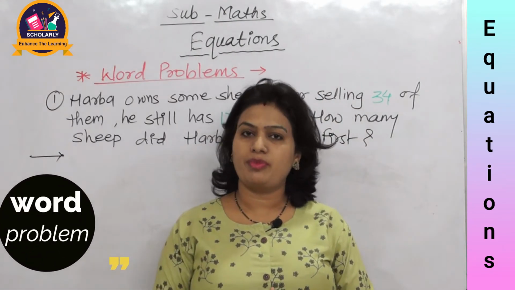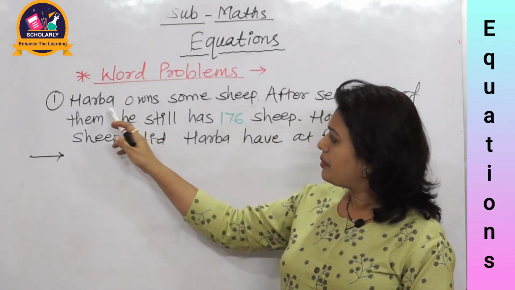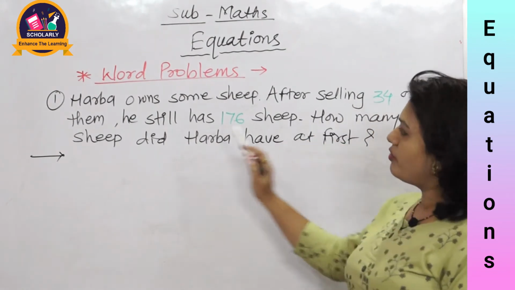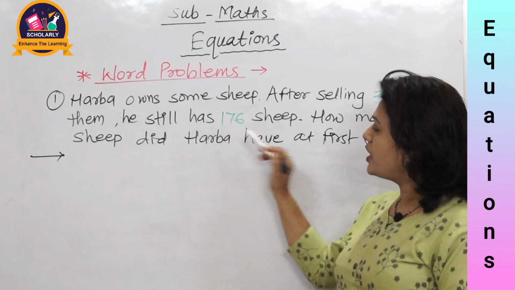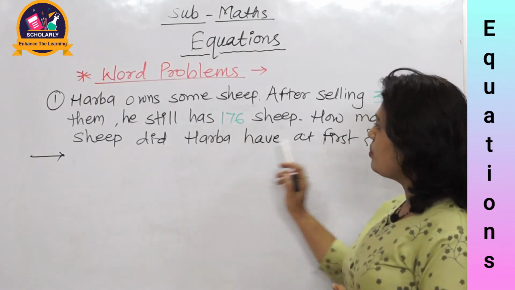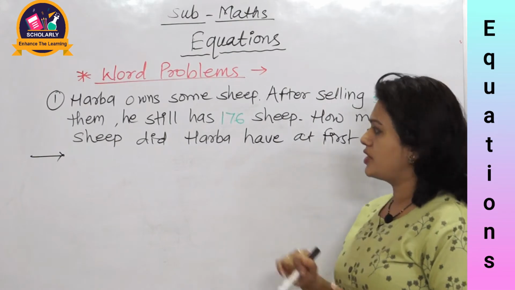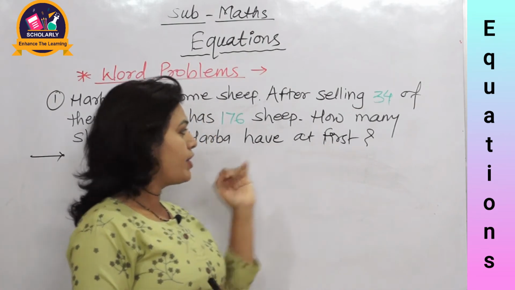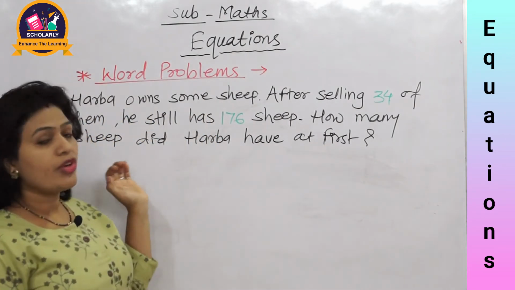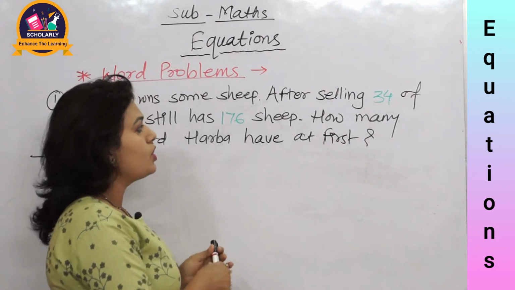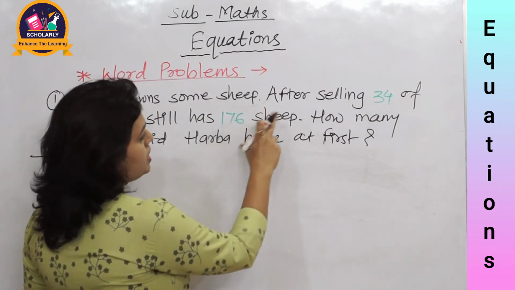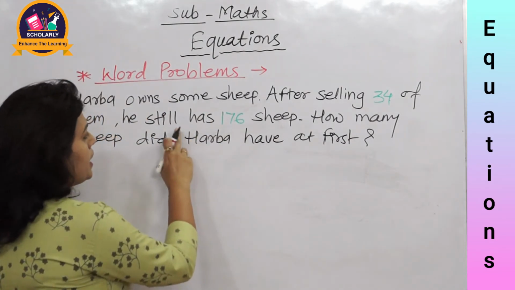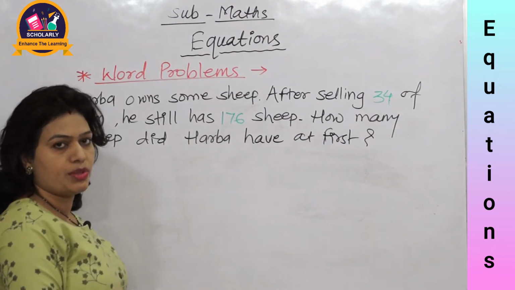So let's see a word problem here. It says Harba owns some sheep. After selling 34 of them, he still has 176 sheep. How many sheep did Harba have at first? We have to find out the number of sheep Harba had at first. We have to write an equation using this information. First, he sold 34 sheep. After selling 34 sheep, he has 176 sheep left.